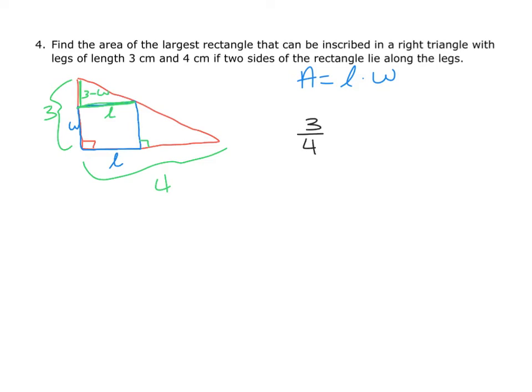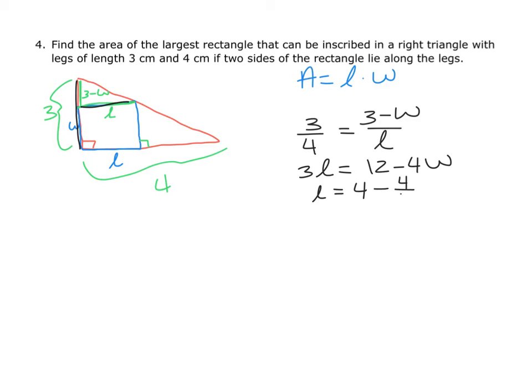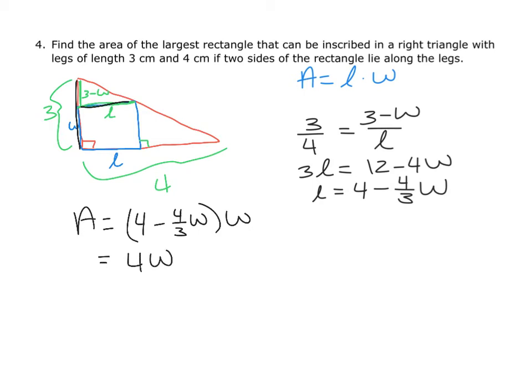So 3 over 4 equals, so the whole thing is 3, right? So the little one is 3 minus W, and the bottom is L. Right? So 4 is the whole thing, and then L is the whole thing. So I've got 3L equals 12 minus 4W. So L is 4 minus 4/3 W. So then the area of my rectangle is length times W, which is 4W minus 4/3 W squared. So that is what I'm going to take the derivative of.